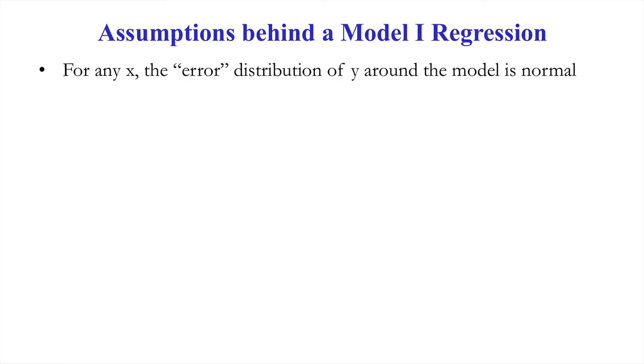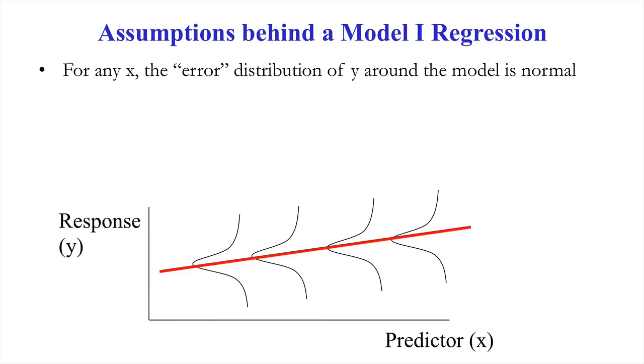What other assumptions do we make behind the Model 1 regression? Well, Model 1 regressions are examples of general linear models, and so you will become increasingly familiar with these. For any value of x, any value of that predictor, the error distribution around y is assumed to be normal, as I've depicted here. So most are close to the line, a few are far away this way, and a few are far away that way.